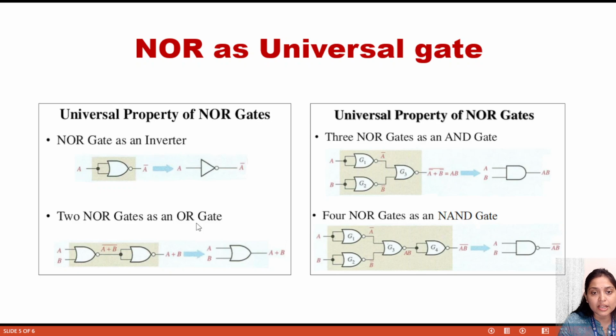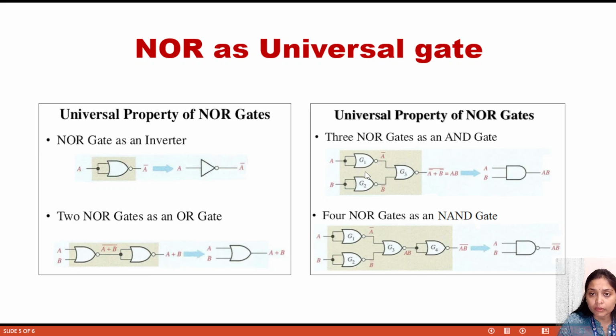How will we design an OR gate by using a NOR gate? Here, first of all, I am giving the inputs A and B. After the NOR gate, it will come out as A plus B whole bar. When we pass this A plus B bar through another NOT gate, then it will come out as A plus B. So this is the representation of an OR gate using NOR gates. So this is A plus B.